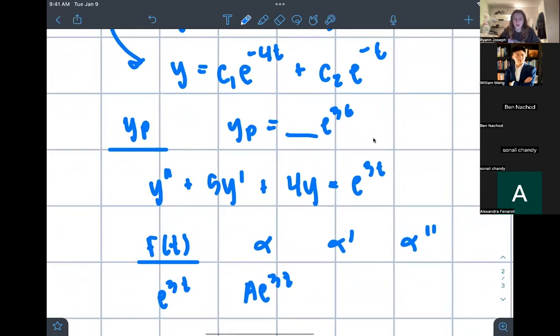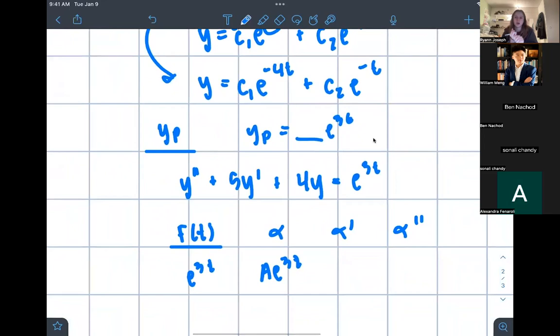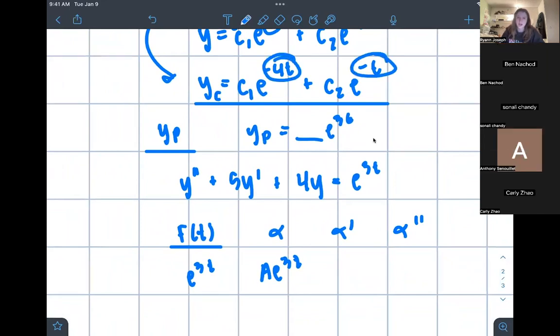Again, talking about not overlapping the complementary and particular solutions, this is our complementary solution right here. Since these terms don't overlap with e^(3t), we don't have to do anything particular, but if it did, I would multiply this term by t, so A t e^(3t). That's not happening here, so don't worry about it. But if it does happen, make sure your particular and your homogeneous solutions do not overlap.